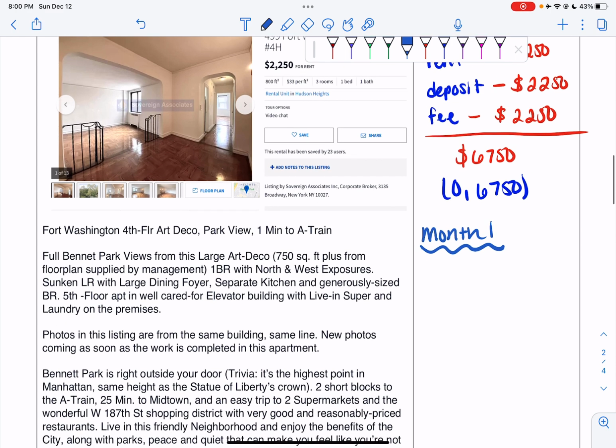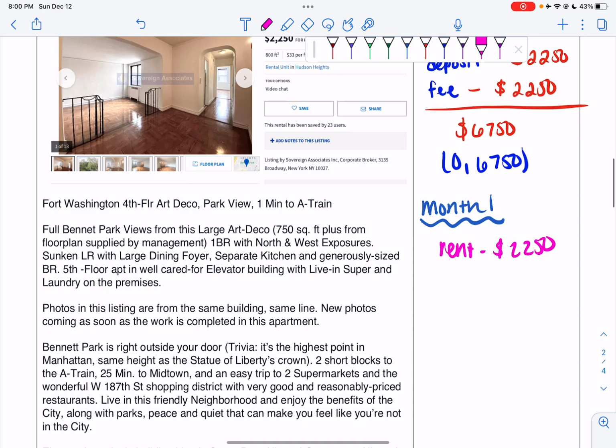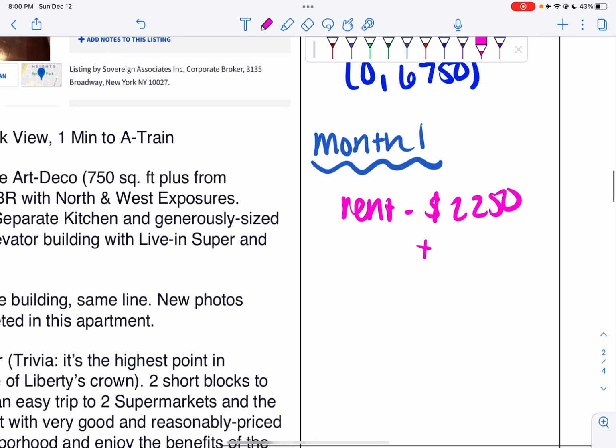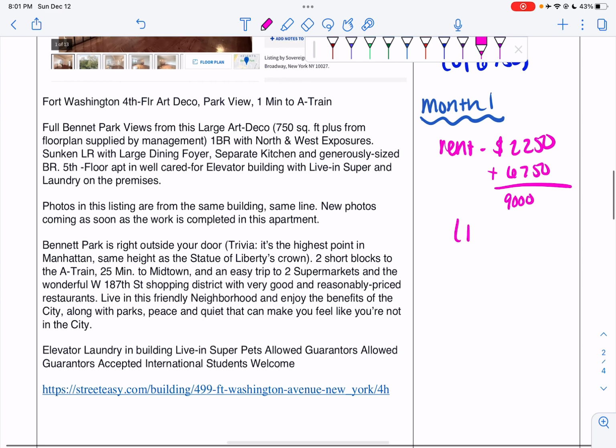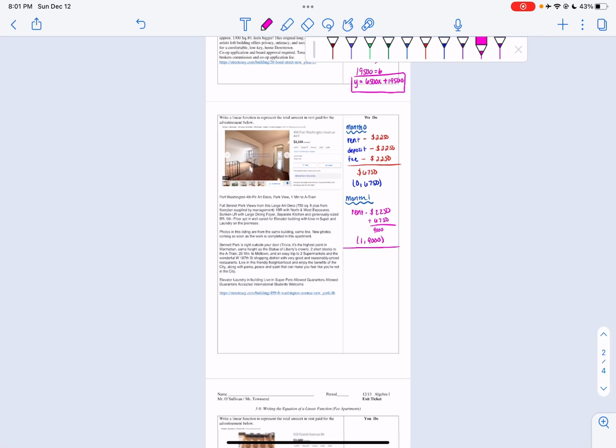So month 1, I'm only paying an extra $2,250. So I'm just paying my rent. So I'm going to add that to my $6,750. When I add that to $6,750, I get $9,000. Which means I can represent this as an ordered pair as (1, 9,000).